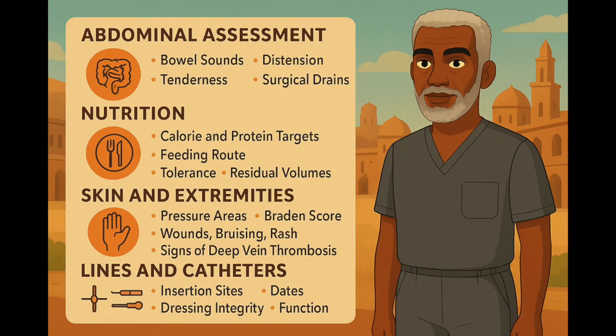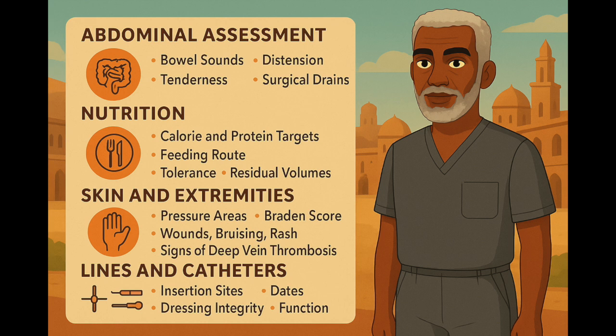The abdominal assessment involves evaluating bowel sounds, abdominal distension, tenderness, and surgical drains. We measure abdominal girth when indicated and monitor intra-abdominal pressure in patients at risk of abdominal compartment syndrome. Nutritional status is reviewed daily, including calorie and protein targets, feeding route, tolerance, and residual volumes.